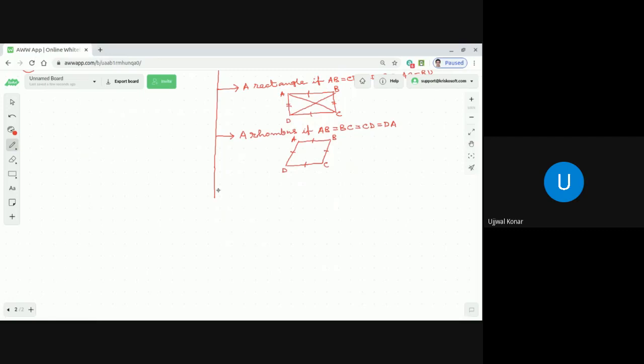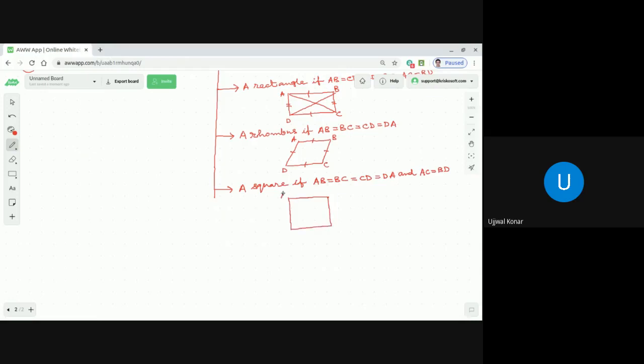So what we can say? Here again, we are establishing all these things by means of the distance formula. By distance, a square, if AB is equal to BC is equal to CD is equal to DA, and AC is equal to BD. So what will be the structure? It will be a structure something like this.